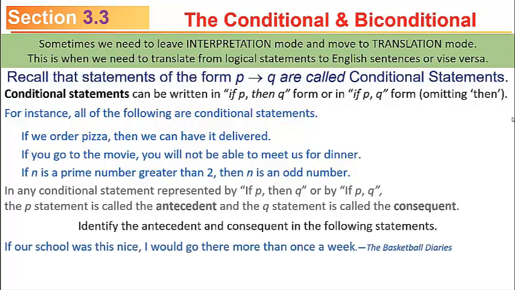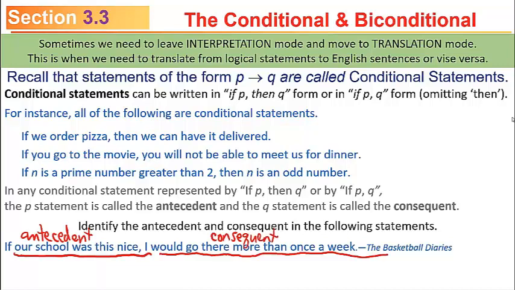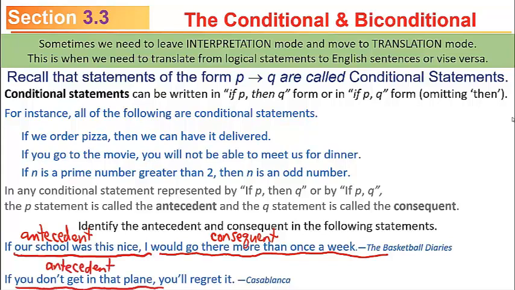If our school was this nice, I would go there more than once a week. The antecedent is the P, our school was this nice. The consequent is the Q, I would go there more than once a week. It's just that simple. If you don't get in that plane, you'll regret it. You don't get in that plane is the antecedent. You'll regret it is the consequent.